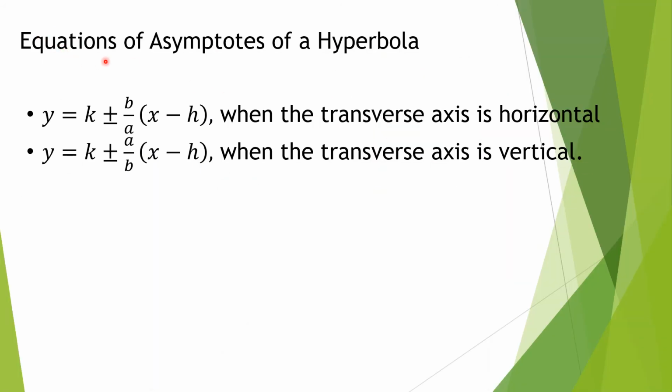Okay, so we have here the equations of asymptotes of a hyperbola, which is y equals k plus or minus b over a times the quantity x minus h when the transverse axis is horizontal, and y minus k equals plus or minus a over b times the quantity x minus h when the transverse axis is vertical.